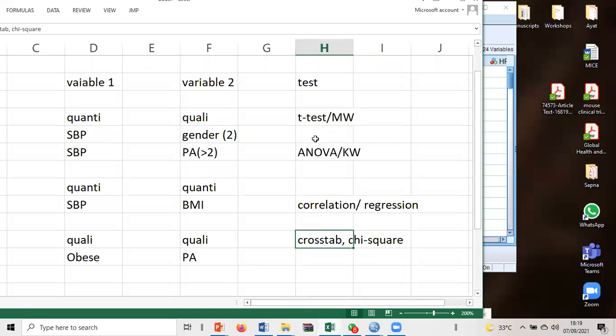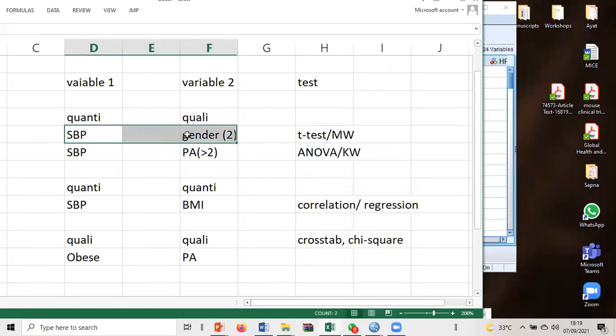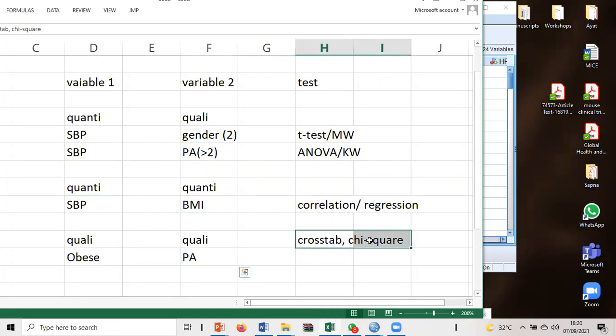So when do you use the first one, t-test? You have one variable quantitative, one variable qualitative, and two levels. Second, quantity, quali more than two levels, ANOVA. Both quantity, correlation regression. Both quali, crosstab and chi-square. The test is the chi-square test, you shouldn't just say crosstab, chi-square. Chi-square test.